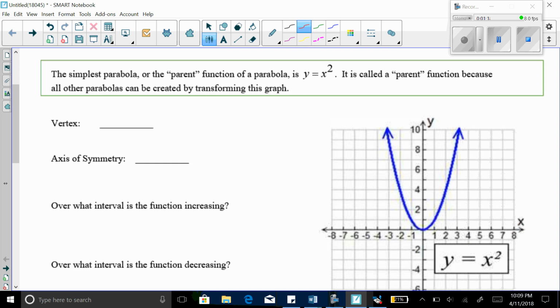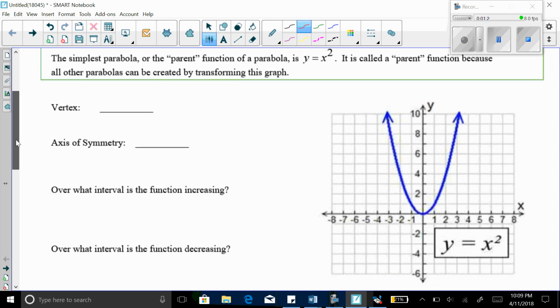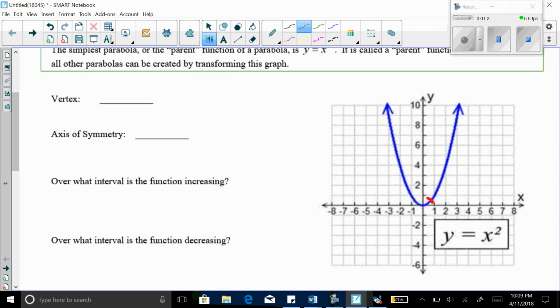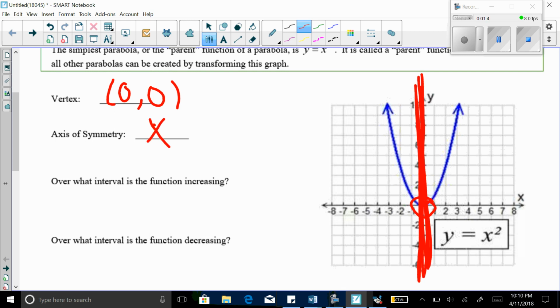So based on this graph, we want to know the vertex. Again, the vertex is your turning point. So it's 0, 0 in this case. Your axis of symmetry is the line that cuts the parabola right in half. So it goes through 0. So the axis of symmetry is x equals 0.